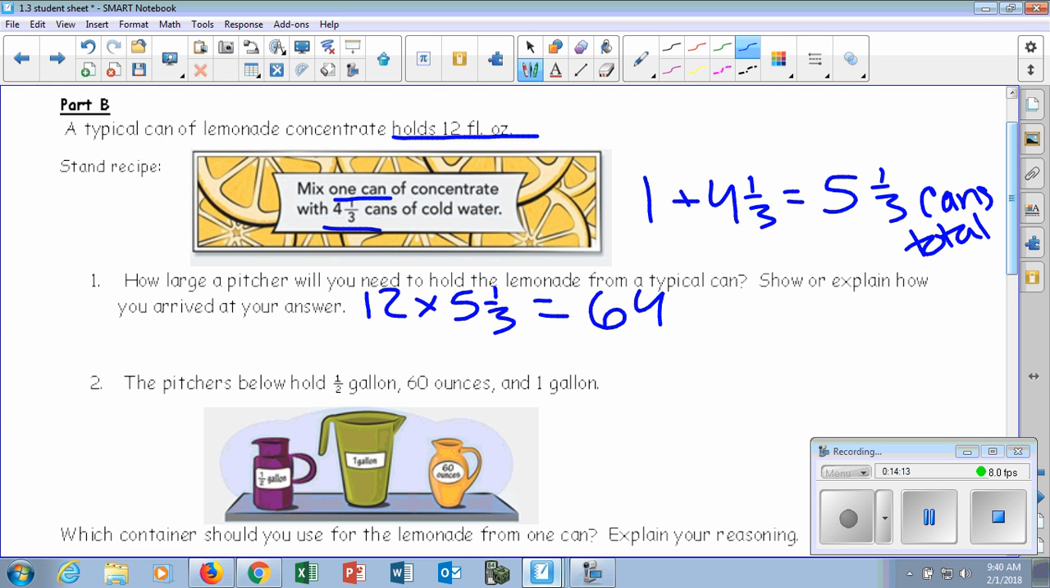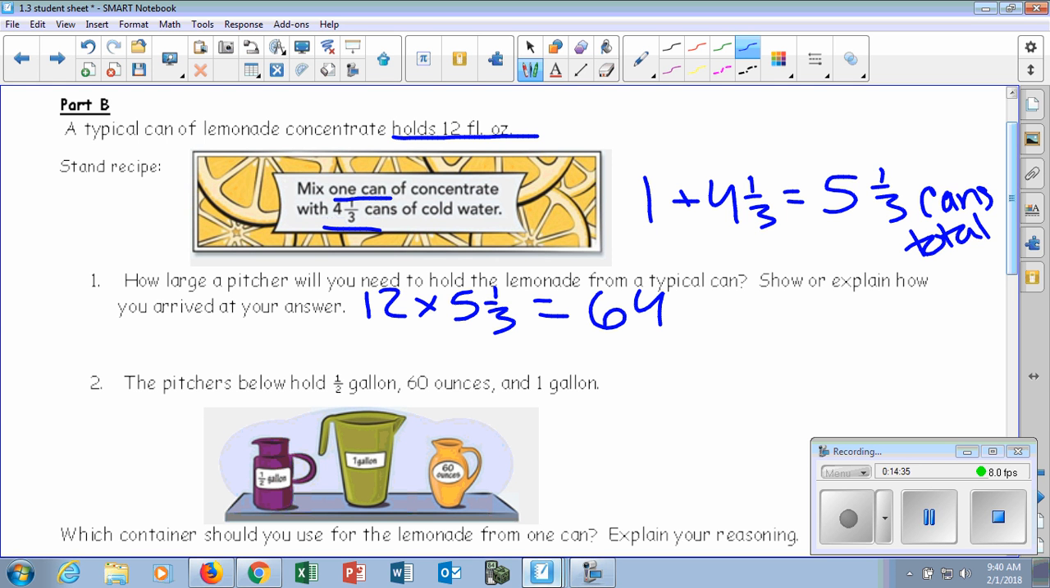Gavin, did you do it differently? Yeah, I did 1 divided by 3, and that was 0.333. So I did 12 times 5.333. Okay, so you made it a decimal. So those are both ways that would work. Gavin did 1/3. He saw that 1/3 is 0.3 repeating. So when he multiplied it, he did 12 times 5.3.